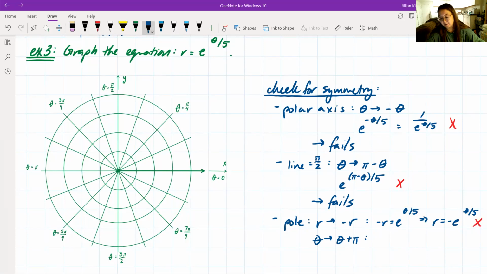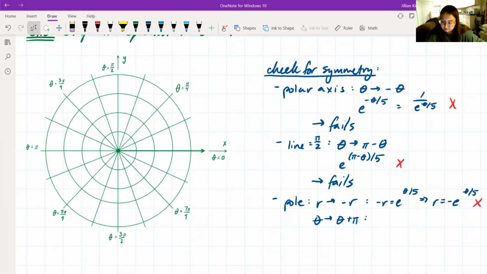Now we can replace theta with theta plus pi. When we do, we start writing here. We end up getting e to the power of theta plus pi over 5. Once again, there's a few different ways that we could rewrite this, but it still doesn't give us the same value as we had before. Checking for symmetry is very helpful when working with trigonometric functions, but if it's not a trigonometric function, there's a pretty good chance that it doesn't have symmetry, but you always want to check and just make sure anyway.